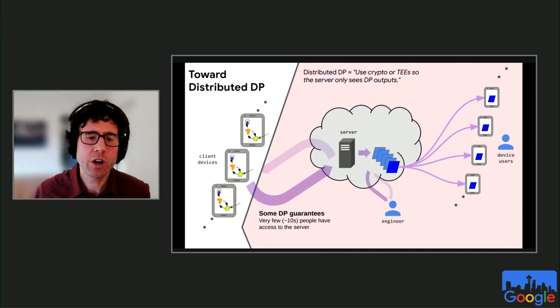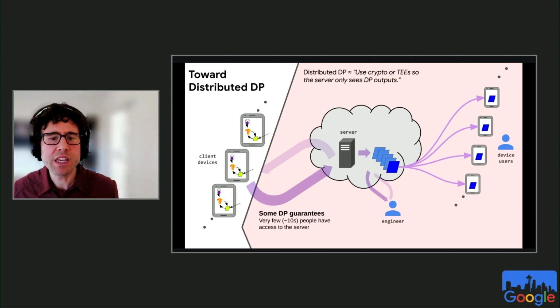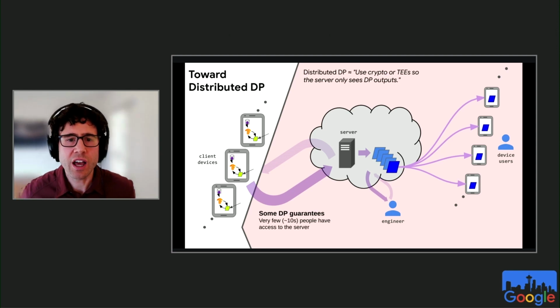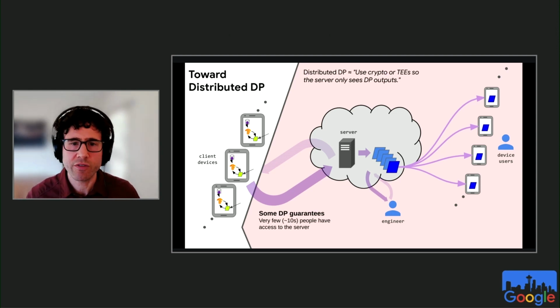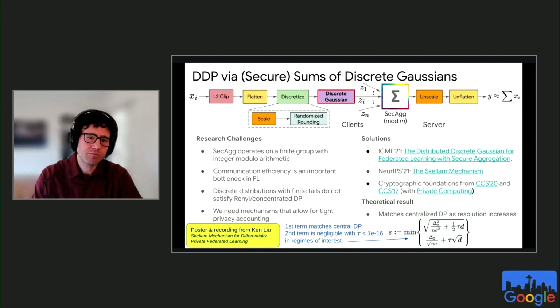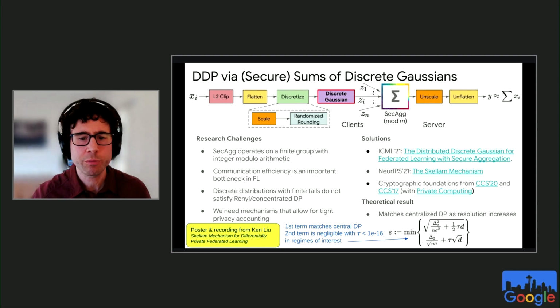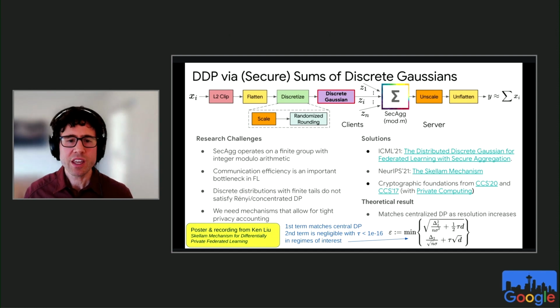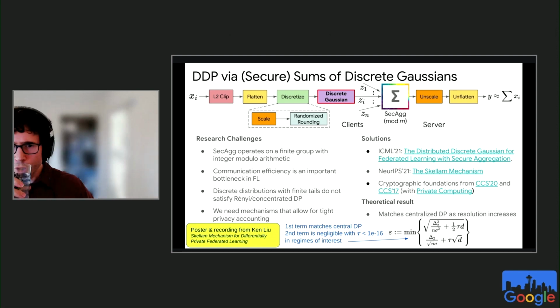But as I said, ideally we would want to go even farther and provide a DP guarantee even to the server itself, so that we would have the DP protection even if somebody had access to the internals of the server. The goal here is to use crypto or trusted execution environments so that the server only sees those DP outputs. And we have a couple of approaches to that problem based on the distributed discrete Gaussian mechanism and the Skellam mechanism. And I definitely don't have time to go into all of the details on this slide, but we will have a poster from Ken Liu on this later in the workshop.